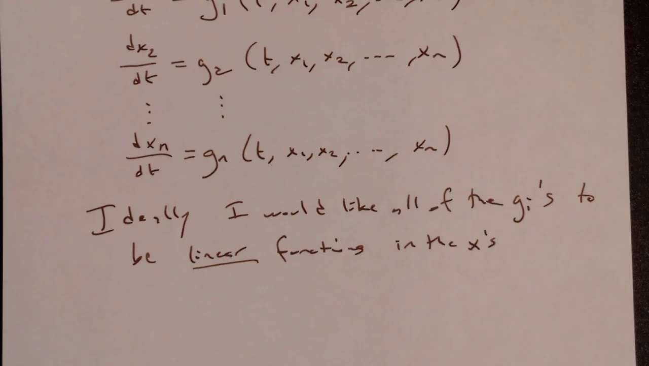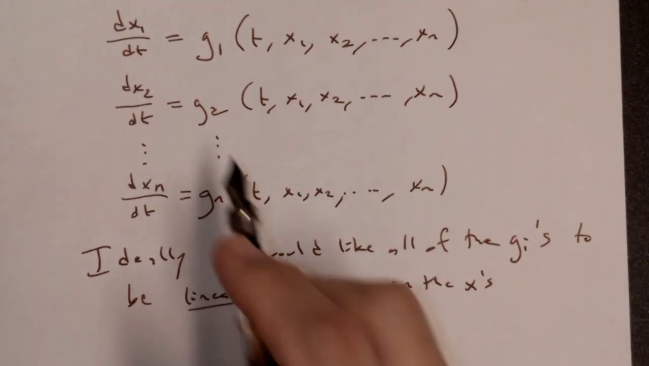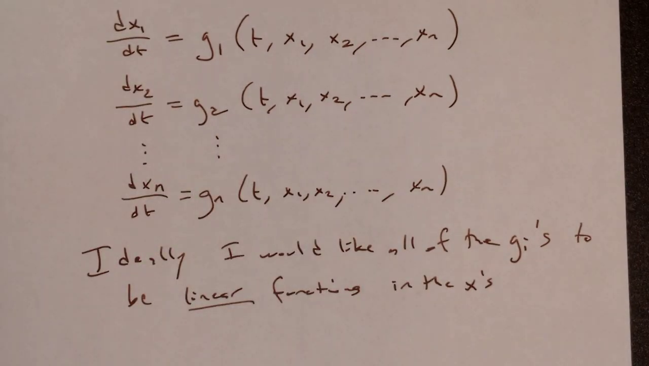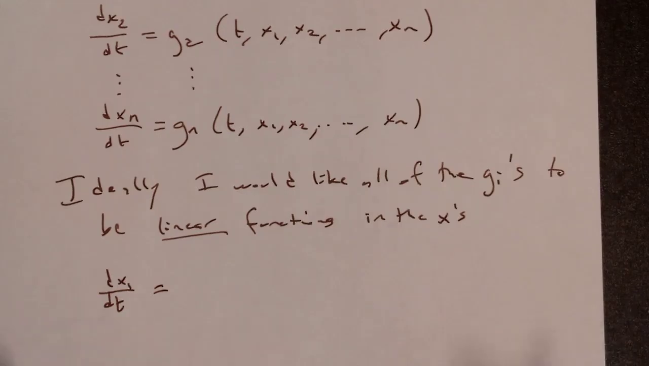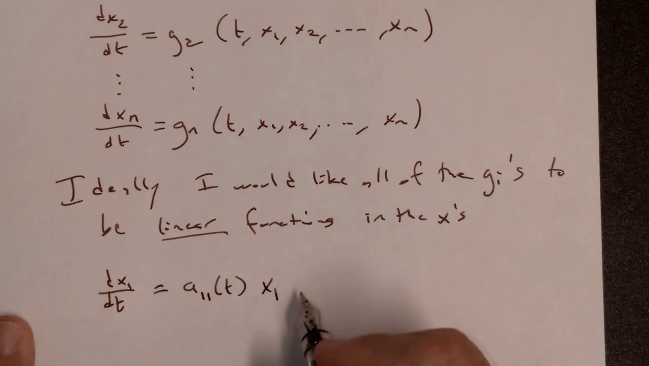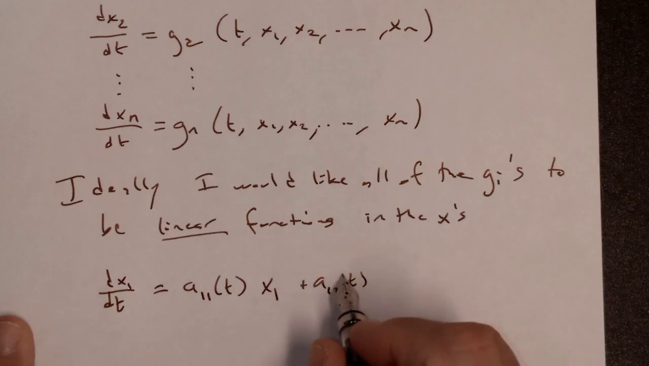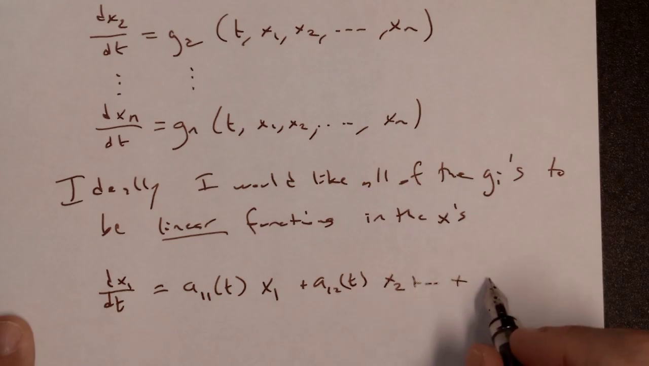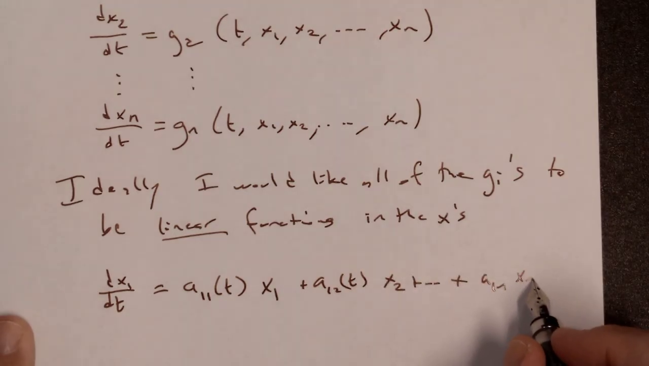Aha. So the x's can't be multiplied by each other. They can't be inside sines or cosines or e's or things like that. But the t's could be. It's possible for the t part to do that, which means this equation, dx1/dt, should look like something in t times x1 and something in t times x2, all the way up to something in t times xn.